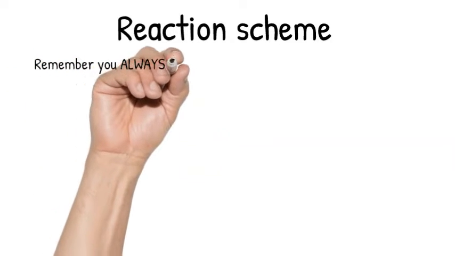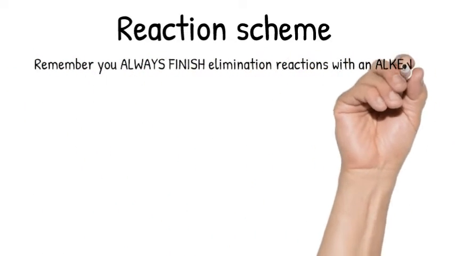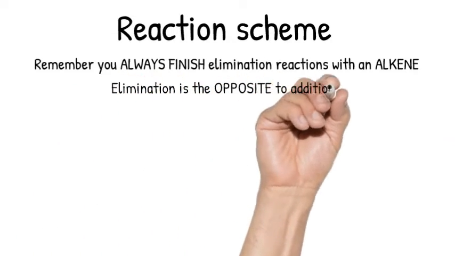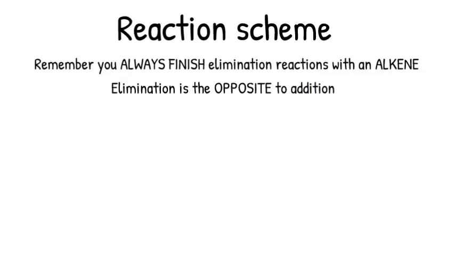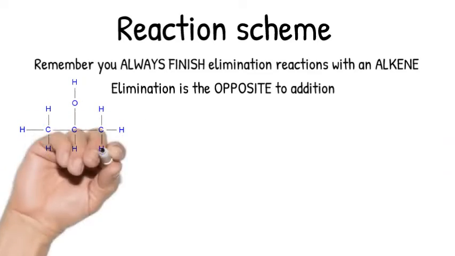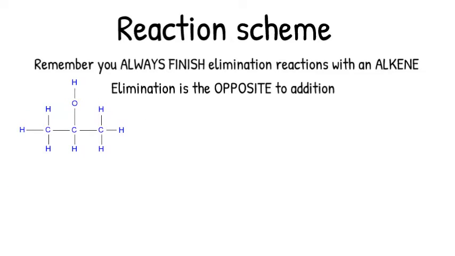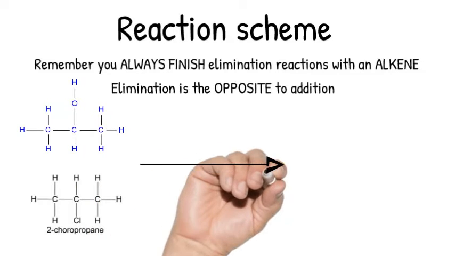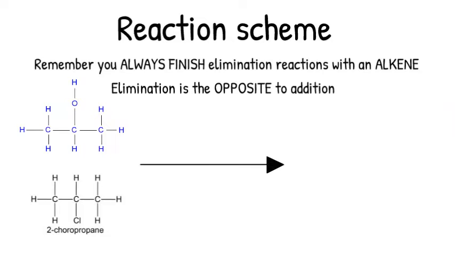So let's take a look at these two reactions in a very simple reaction scheme. Just at the back of your mind, remember in these elimination reactions you always finish with an alkene, that's your product, and it's essentially the opposite to addition. So here we have propan-2-ol and 2-chloropropane. Both of these can undergo elimination reactions.